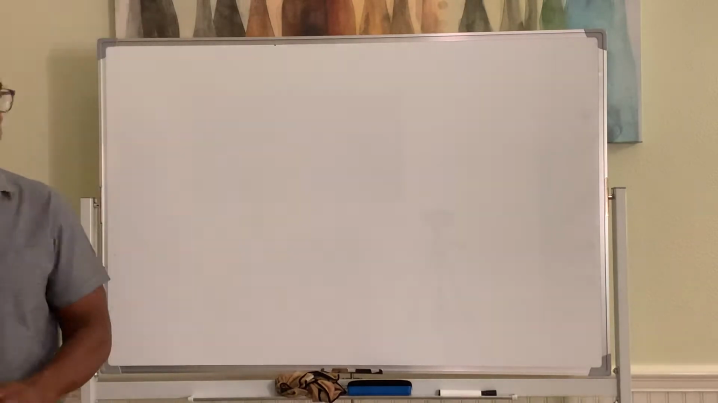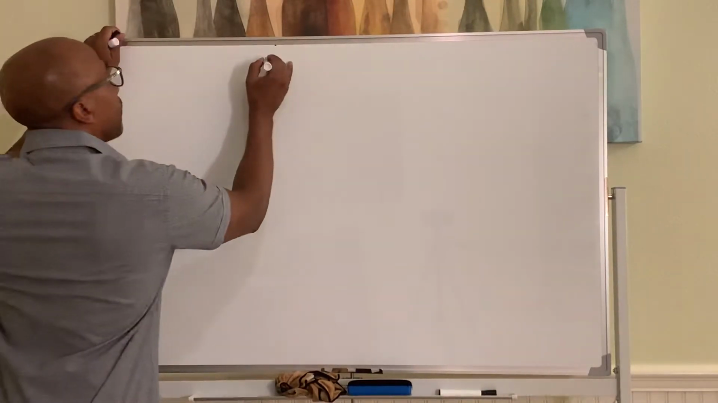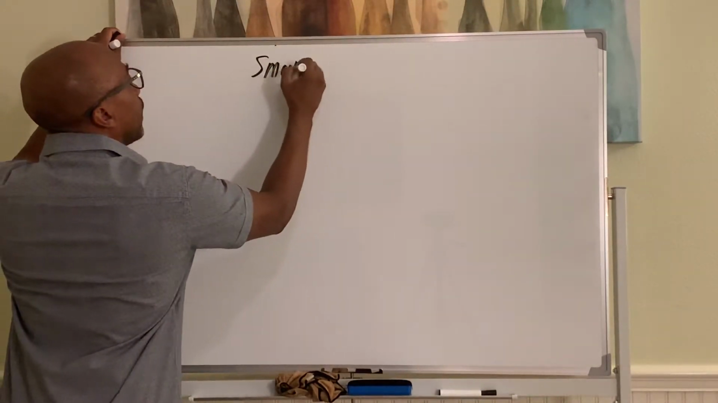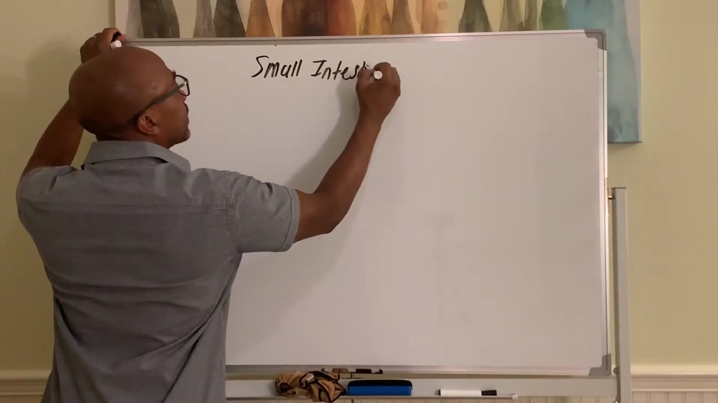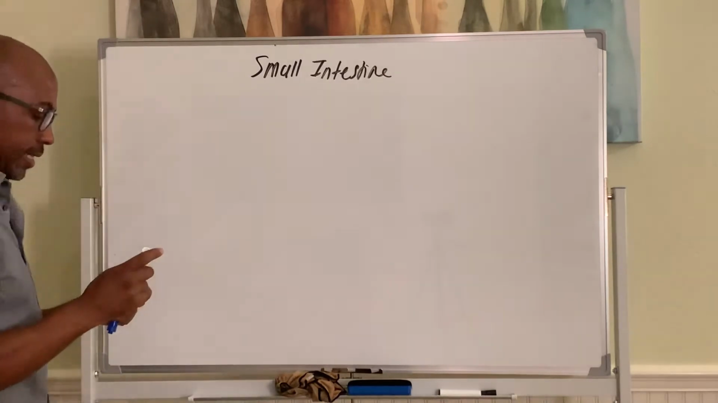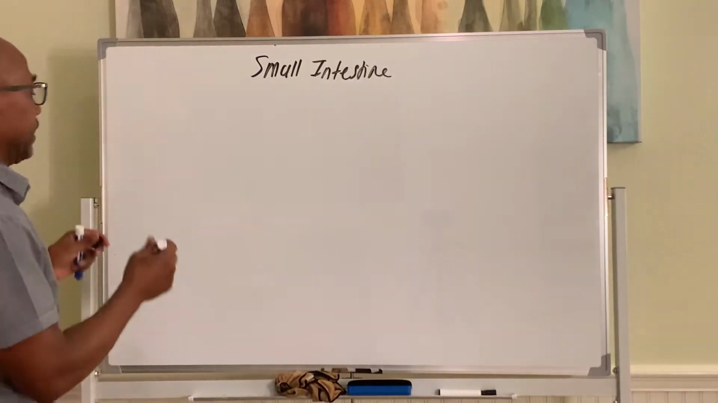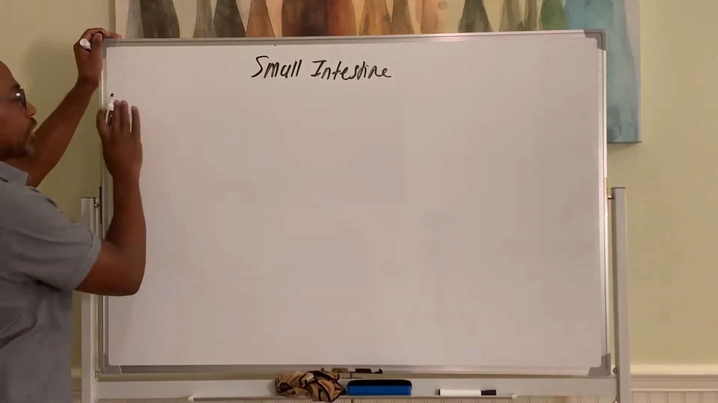Okay, let's continue our discussion then. So we'll next look at the small intestine. After the food is processed by the stomach, it next goes to your small intestine. And as you know, the small intestine has three regions to it.